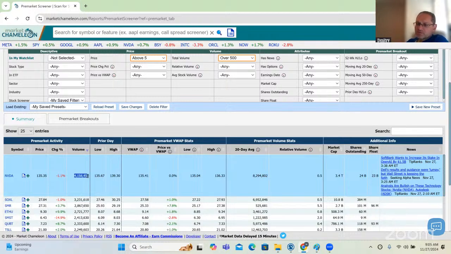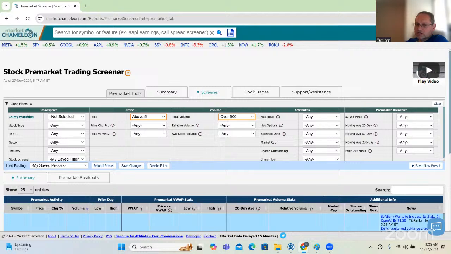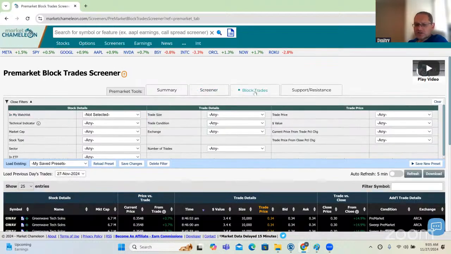So let's go a little bit deeper than this aggregate volume summary, and we're going to go over here to block trades. So these block trades right now are set to pre-market because we're right now in pre-market. Actually, this is the pre-market report, so these will always be pre-market. And it looks at the trading activity in the pre-market and starts to look for bigger size trades.